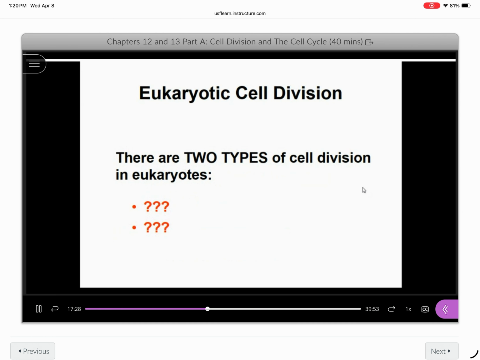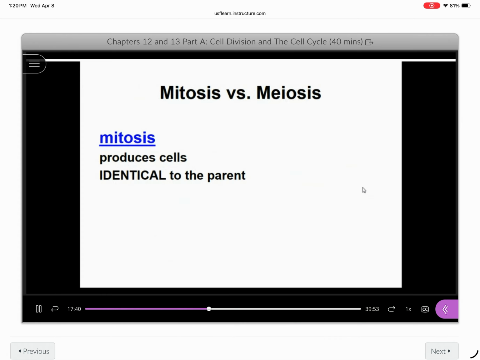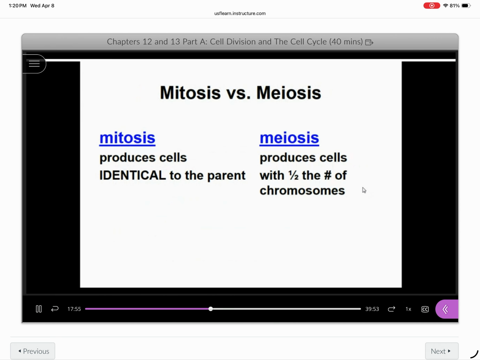Recall that there are two types of cell division in eukaryotes. You know what these are, mitosis and meiosis. Mitosis produces two cells identical to the parent cell. What about meiosis? Well, recall, you get cells with half as many chromosomes. The number of chromosomes becomes half.